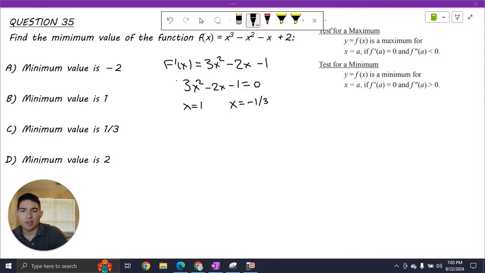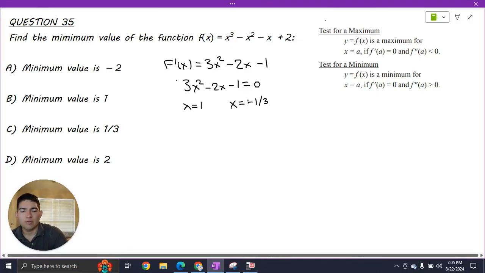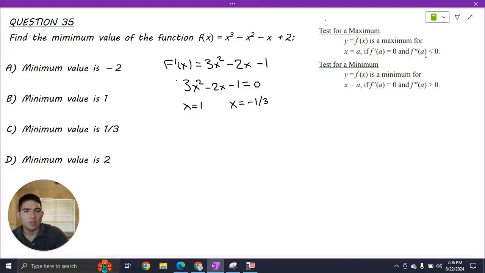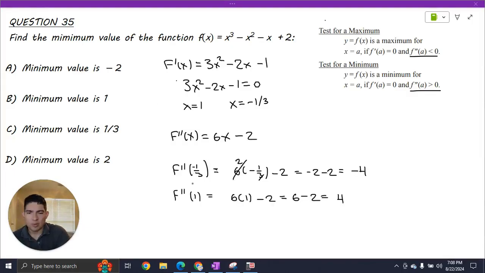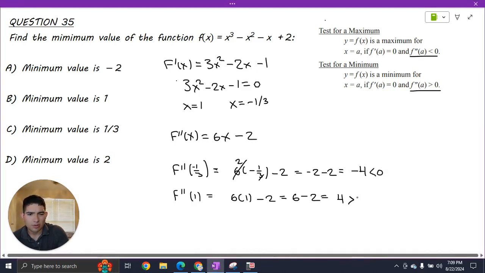So after obtaining our roots by using the calculator, let's see which one is going to have our maximum value and which one is going to have our minimum value by using the inequalities and seeing which f double prime of a is greater than 0 and which one is less than 0. So f double prime, the second derivative of our function, is going to be 6x minus 2. So now let's go ahead and plug in -1/3 and 1 into f double prime of x. Once we plug those in, we can evaluate and we're going to get -4 for this one and 4 for this one. So this one is going to be less than 0 and this one is going to be greater than 0.